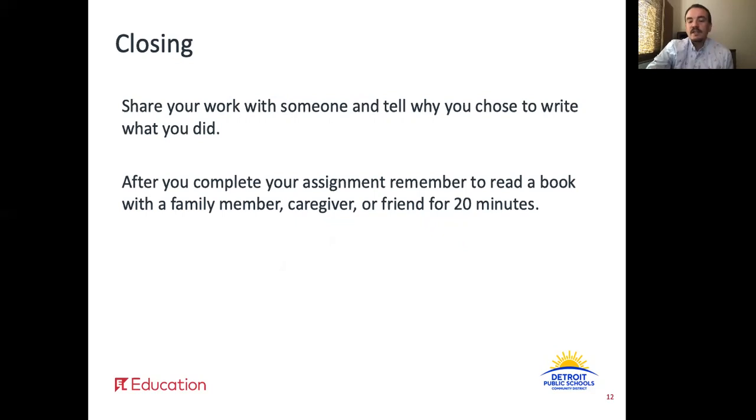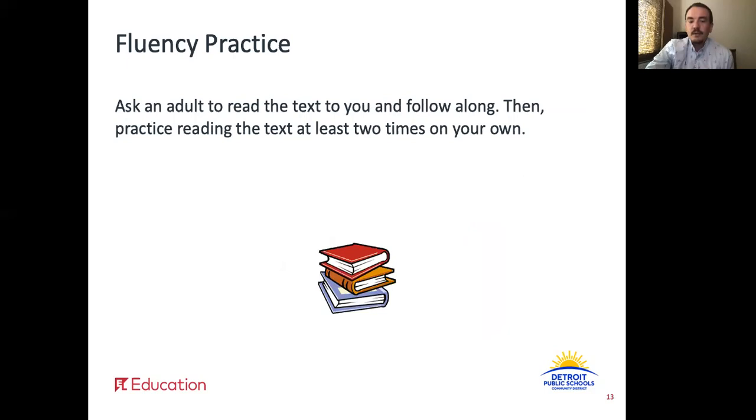Also, remember to read a book today with a family member, caregiver, or friend for 20 minutes. For today's fluency practice, I want you to ask an adult to read the text to you and follow along. Then, practice reading the text at least 2 times on your own.